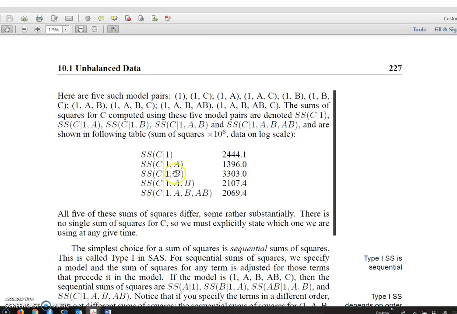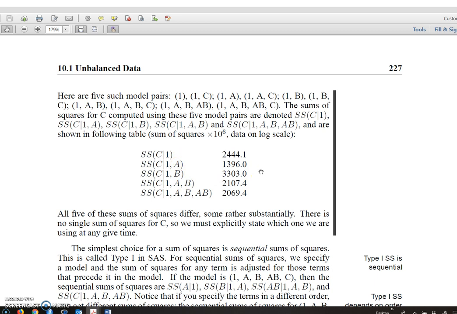But then if we have the grand mean and B, we see another change. Grand mean and A and B, we see another change. And then if we have A, B and the AB interaction, we see something yet different. All five of these, in fact, are different. And look at the difference between the base model being the grand mean and A or the grand mean and B. There is a substantial difference there.